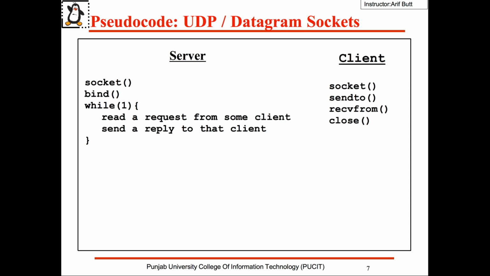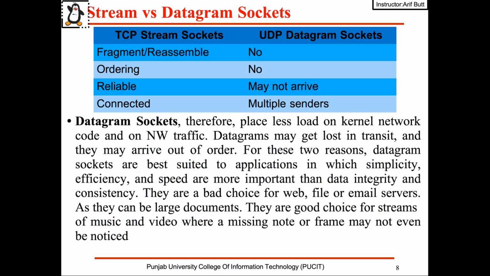Well, this slide shows the pseudocode of the sequence of system calls for UDP or Datagram sockets. This gives a comparison between stream and Datagram sockets. Datagram sockets place less load on kernel network code and on network traffic. Datagrams may get lost in transit and they may arrive out of order, as I have already said.